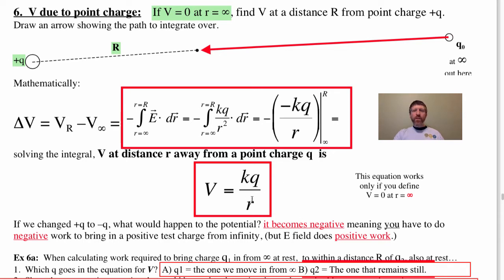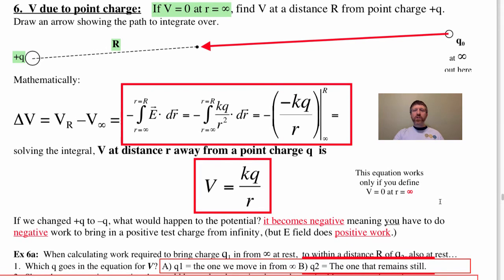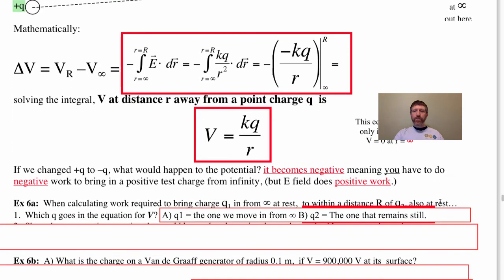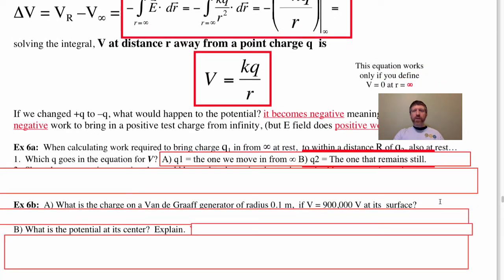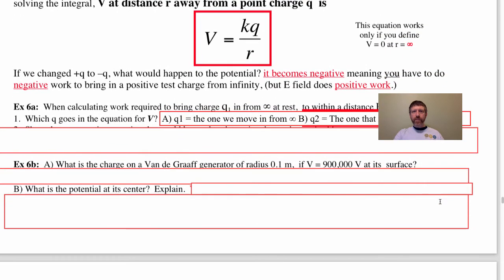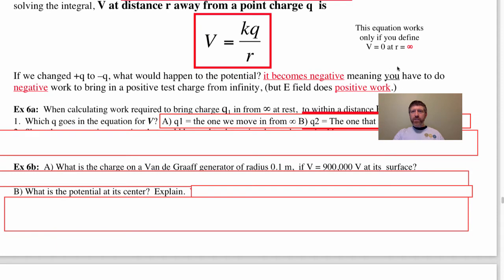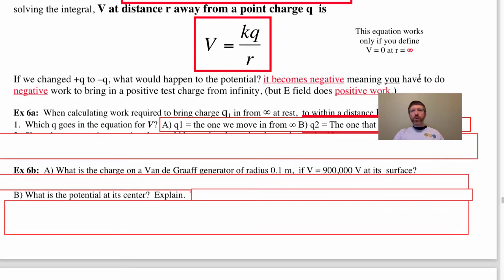So this is now the electric potential at r away from a charge q. Now, if we change positive q to negative q, what happens to the potential? It becomes negative. So in other words, kq over r still works. And that just means that you would have to do negative work to bring in a positive test charge from infinity. In other words, the field would pull this in.